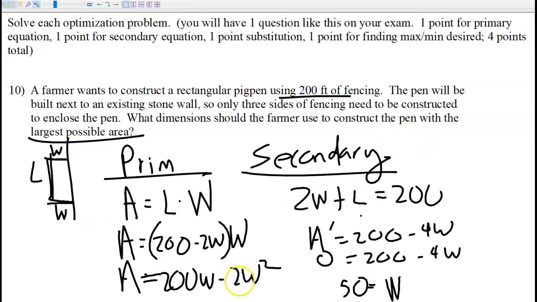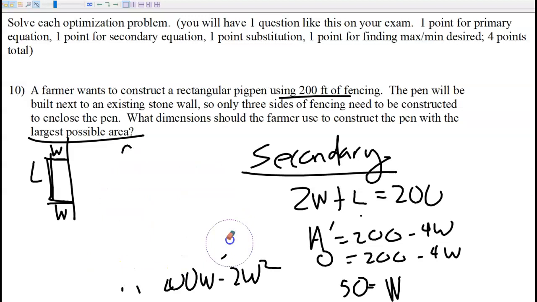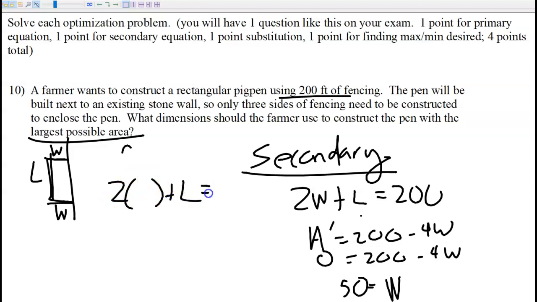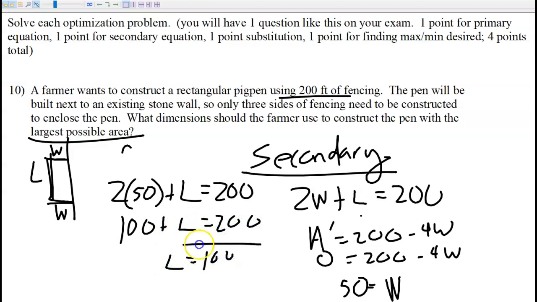And if you want to figure out what the length is, then once again, we're going to come back to our secondary equation. We're going to plug in the one number that we know now to solve for the one that we don't know, which is L. So I know that W is 50. And subtraction gives me 100. So my length is 100. My width is 50.